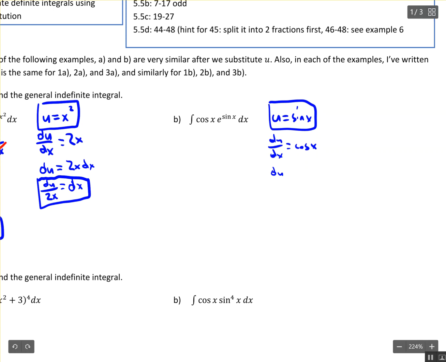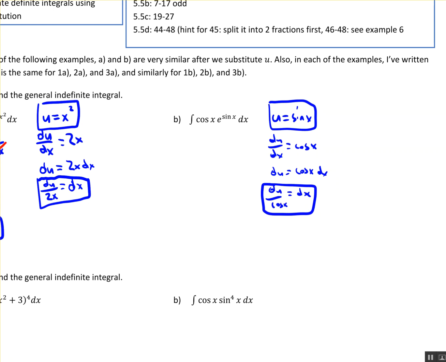I solve for dx, so I get cosine of x dx, and then I'm going to divide by cosine of x, so I get dx equals du over cosine of x. And now I'm going to make these substitutions. I'm going to replace sine of x with u, so I get e to the u. I'm going to replace dx by du over cosine of x.